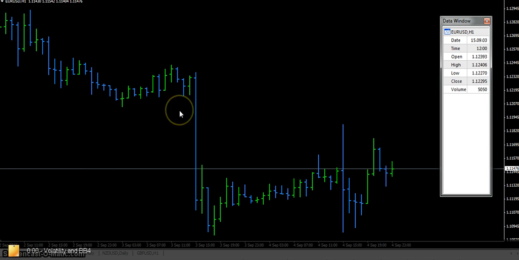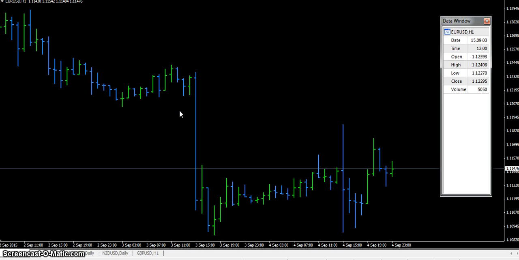Okay, so here we have opened a 1 hour chart of the currency pair Euro USD. So 1 hour or hourly chart means each bar is representing 1 hour of the price action, and so naturally we get 24 of such bars in one day.